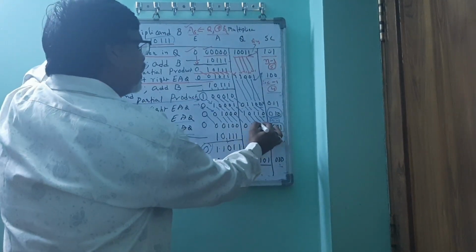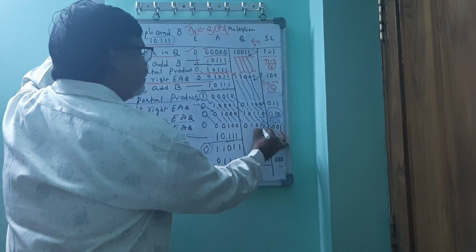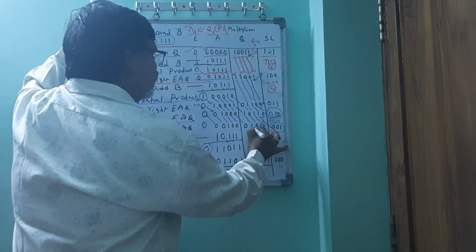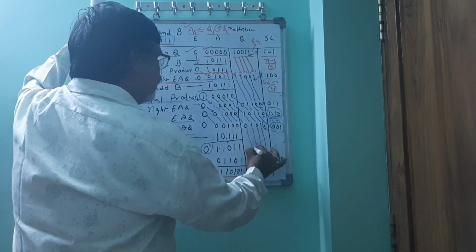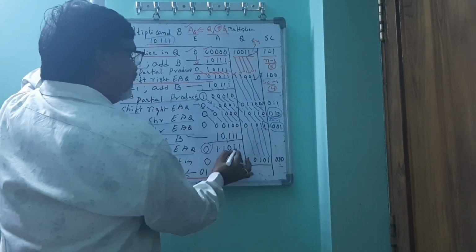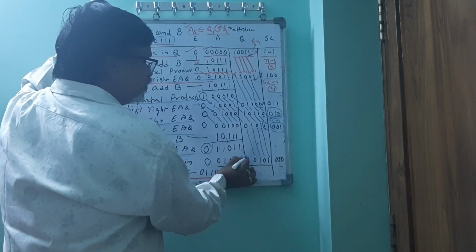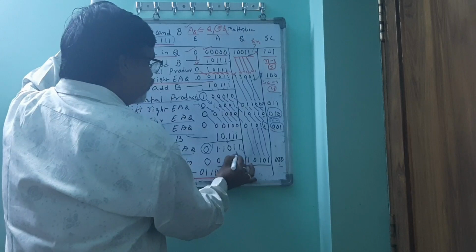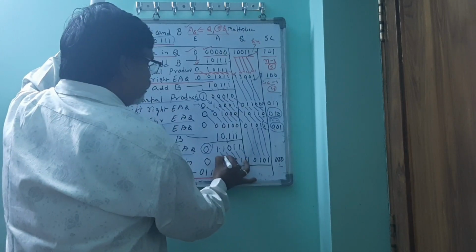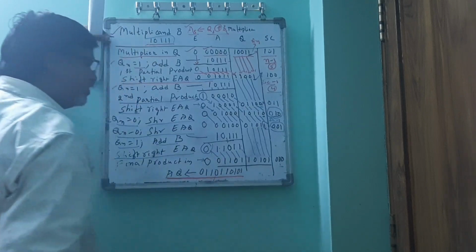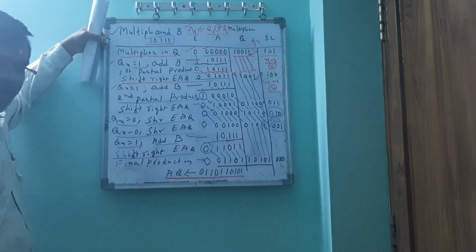Here this 1 is gone, and this 1 is placed here, this 0 is placed here, this 1 is placed here, this 0 is placed here. Then the least significant bit of A is moved to the most significant bit of Q, and this is moved here, this is this one, and this E value is moved here. Lastly, in the E position, a new 0 will be added.